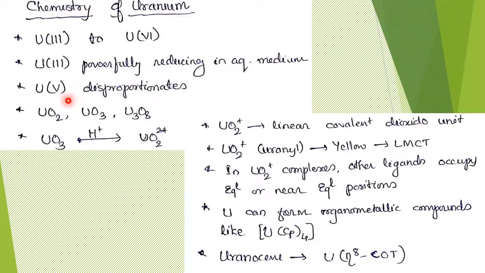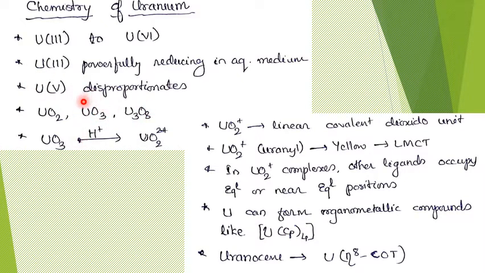And uranium in its 5+ oxidation state can undergo disproportionation, because oxidation is also possible for this oxidation state, and even reduction is possible. So it can show disproportionation reactions. And some important oxides of uranium, if at all they are to be named, are UO2, UO3 and U3O8. These are some important oxides of uranium.